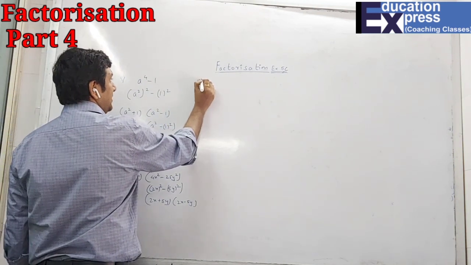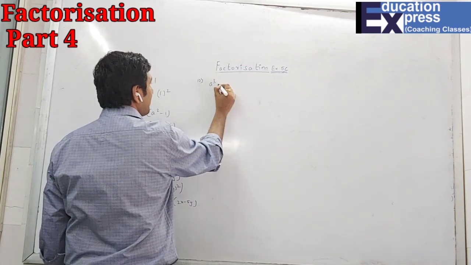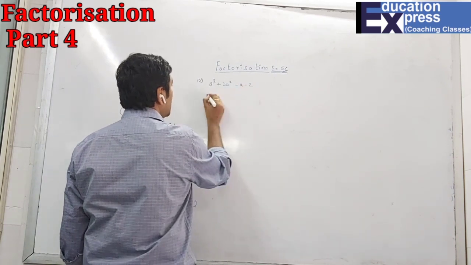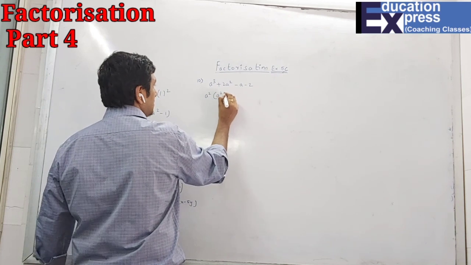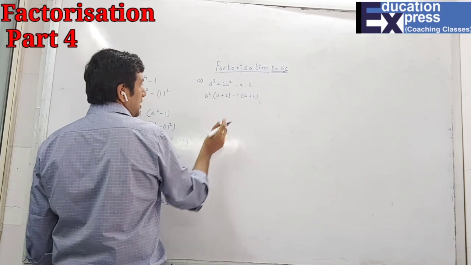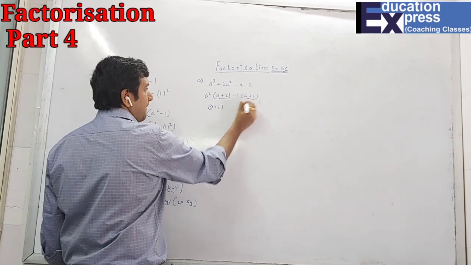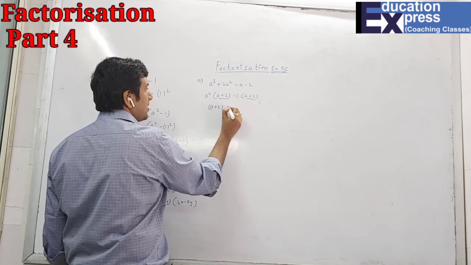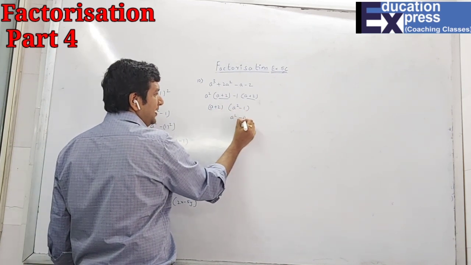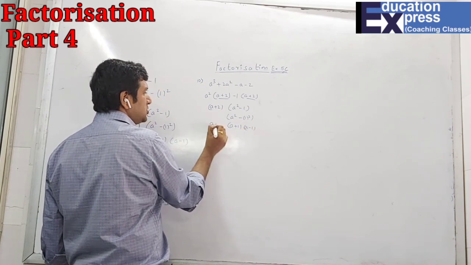Now question number 10. a³ plus 2a² minus a minus 2. a² common, so a is left: a plus 2. Minus 1 common: a plus 2. Minus common, inside sign will change. a plus 2 is again common. a² minus 1. Obviously, we can't do anything to this, but here a² minus b² is (a + 1)(a − 1), and this (a + 2).